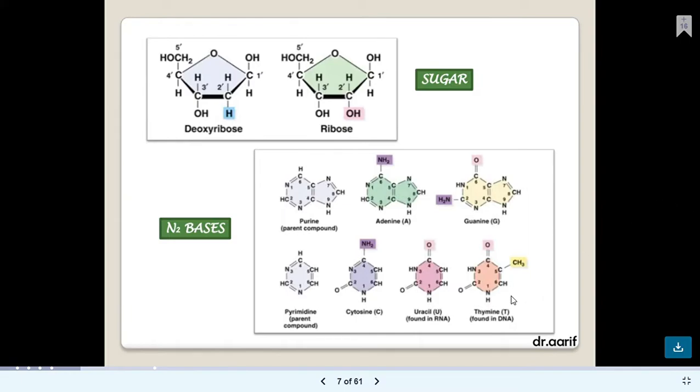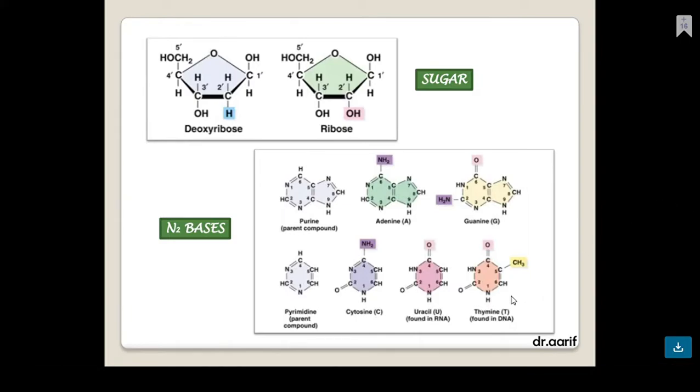So basically Chargaff's rule says that the ratio of purine bases to pyrimidine bases is 1 to 1. So you should have one purine nitrogen base and one pyrimidine nitrogen base. If it is adenine, which is a purine, it should be paired with a pyrimidine, that is thymine. If it is guanine, then it would be with cytosine. So that pairing will be in the ratio of 1 to 1. That is mainly in DNA.